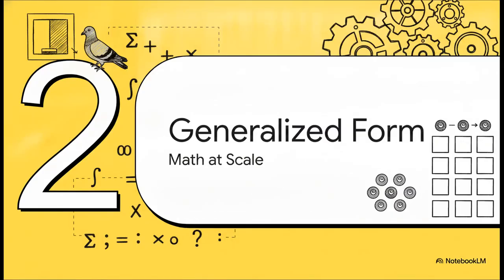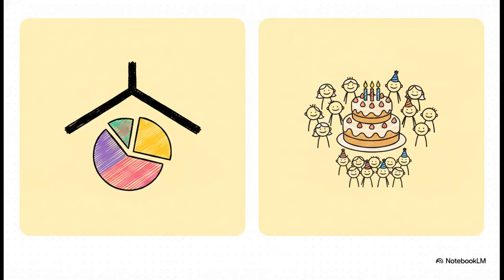Section 2. The generalized form. Now, here is the generalized formula. It uses what mathematicians call a ceiling function. That just means you evaluate the math and then always round up to the next whole number. So the formula states that if n items are placed into k containers, at least one container has the ceiling of n divided by k items.